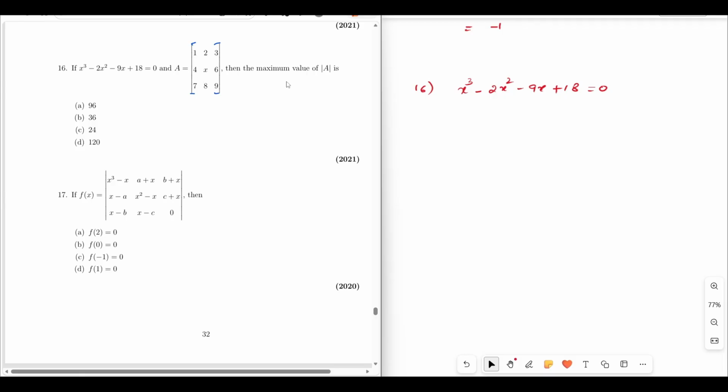In order to find the value of x, we will make use of this equation. Very simple, we'll start grouping the terms. We'll group the first two terms, x cube minus 2x square.